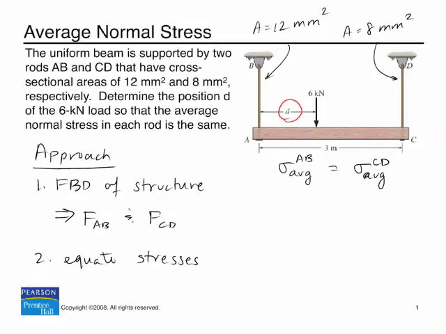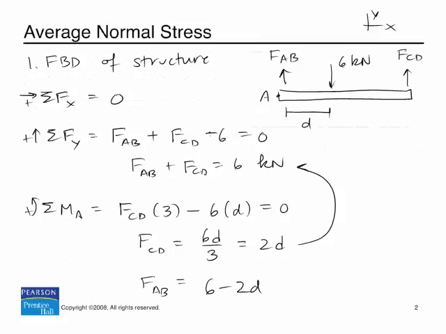But the approach was pretty straightforward. We had to draw a free body diagram of the structure, which is what we usually have to do in these kinds of problems, and then we had to equate the stresses. What we found out was that when we did the free body diagram, we were going to write the forces in terms of this unknown parameter D, and we ended up with these two expressions right here.